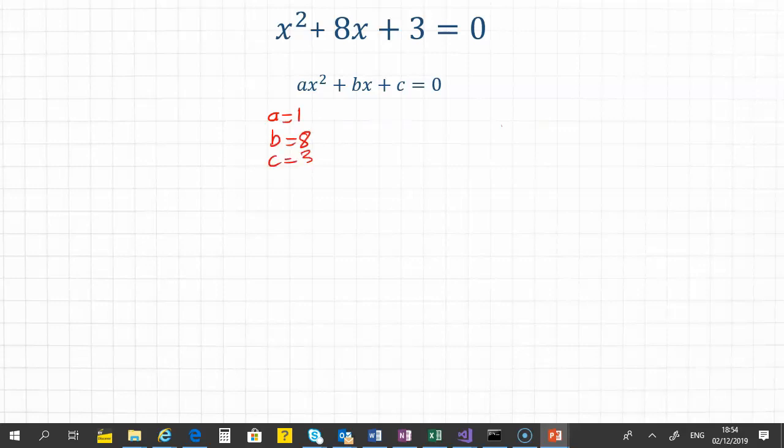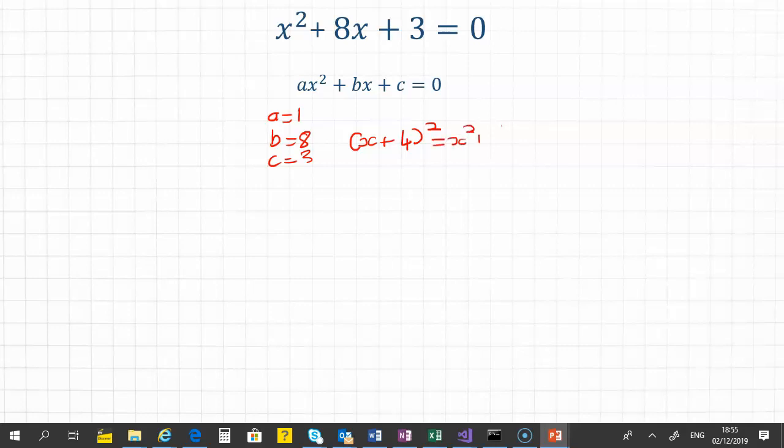The next thing to do is take the value for b and divide by 2. We will then add this to x and square. In this case, b equals 8, so b divided by 2 is 8 over 2, which is 4. We then write x plus 4 squared.